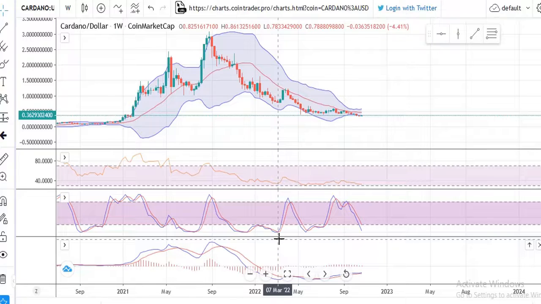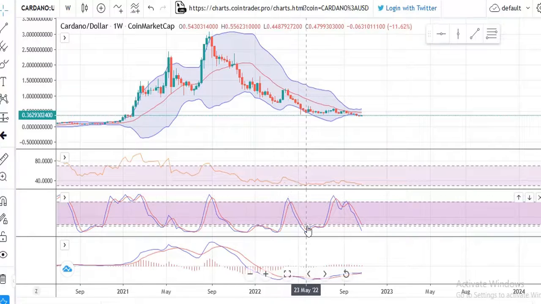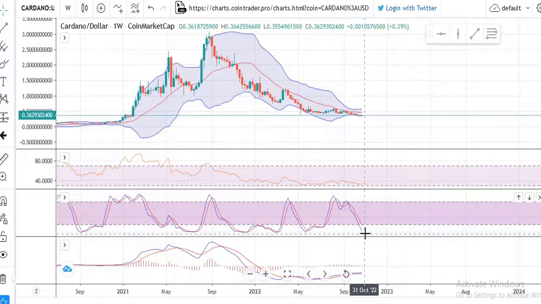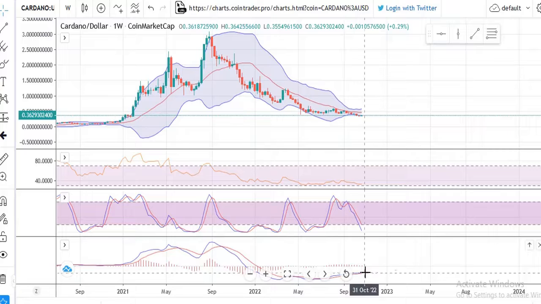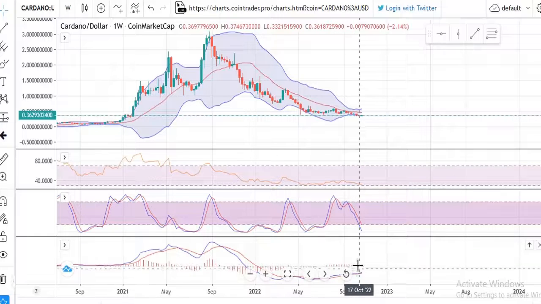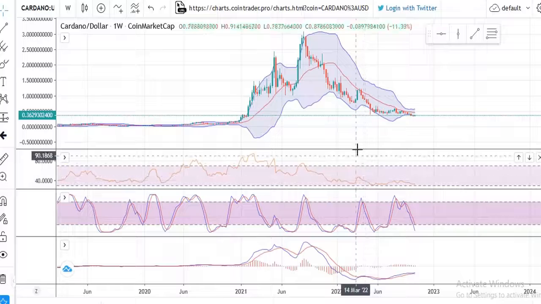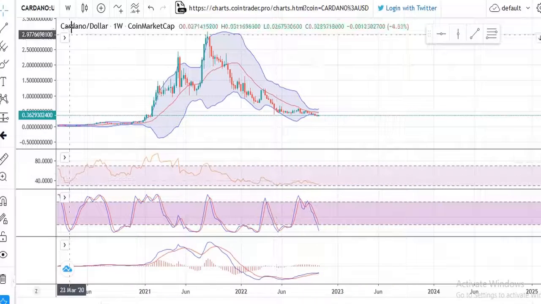As you can see here, that was the end of it, and we had some little pump here. We also had another little pump, so we should probably be expecting a pump for the price of ADA anytime soon. Same thing with the MACD. MACD is being indifferent. Our RSI is at multi lows.